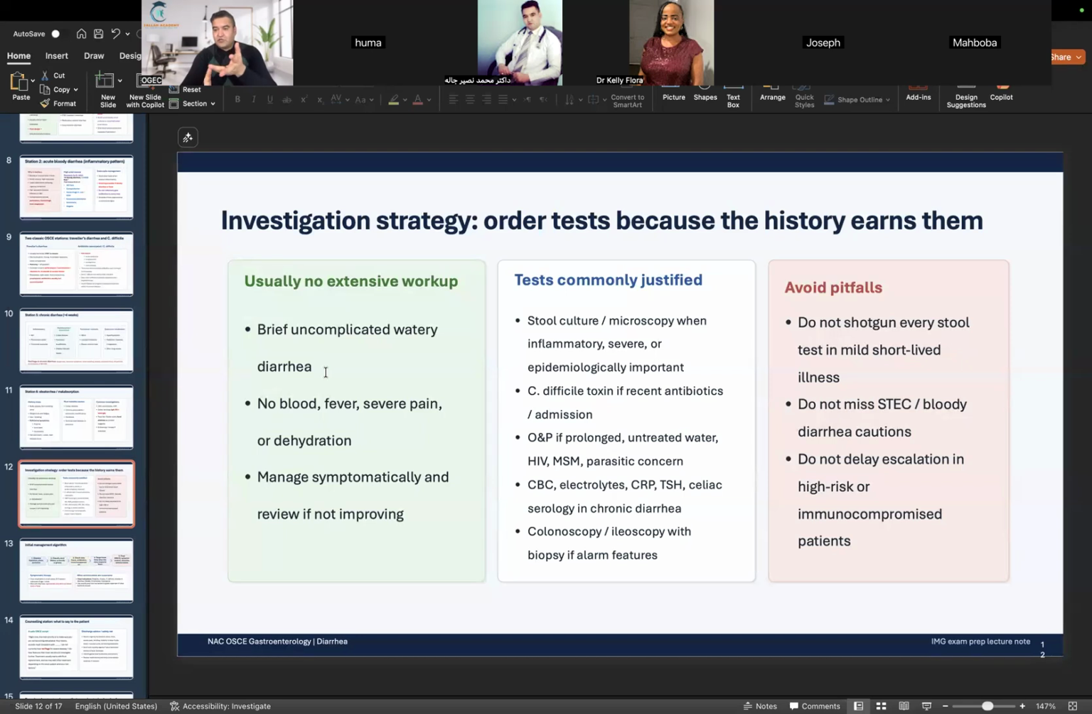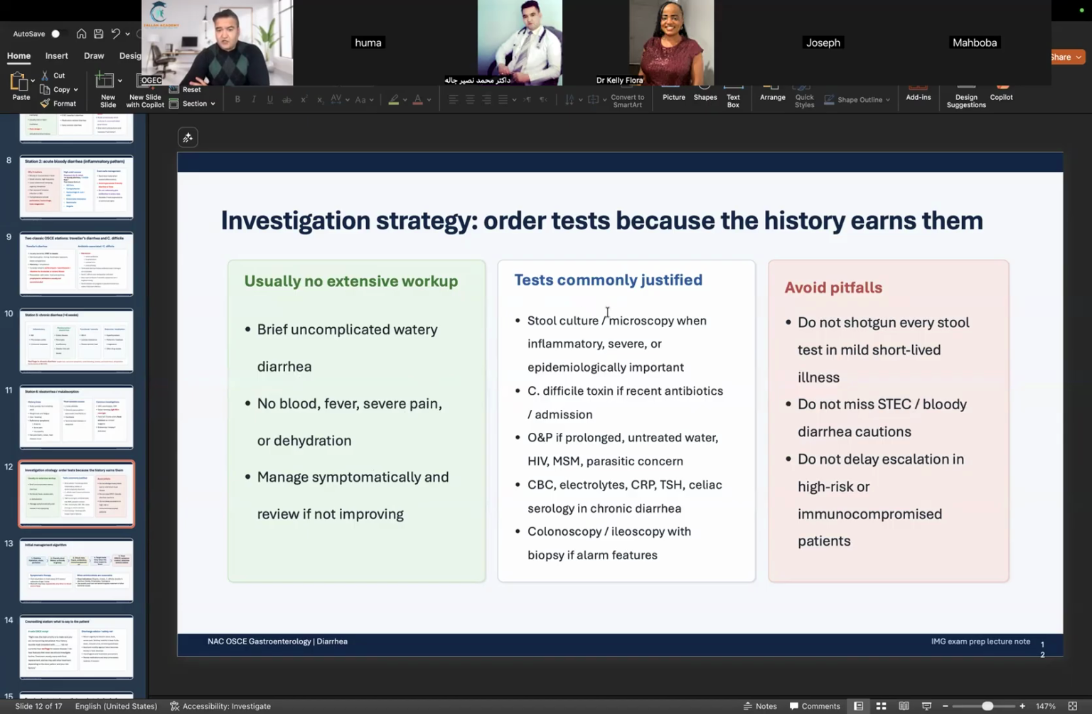CBC, CRP, for example, ESR, and just supportive treatment or symptomatic care. Obviously, you're going for the symptomatic care. That's it. We don't do extensive workup if the patient is not having chronic or any other findings, as I mentioned before. No blood, no fever, severe pain, or dehydration: management symptomatically, and review if not improving or if it is less than 7 days, right?